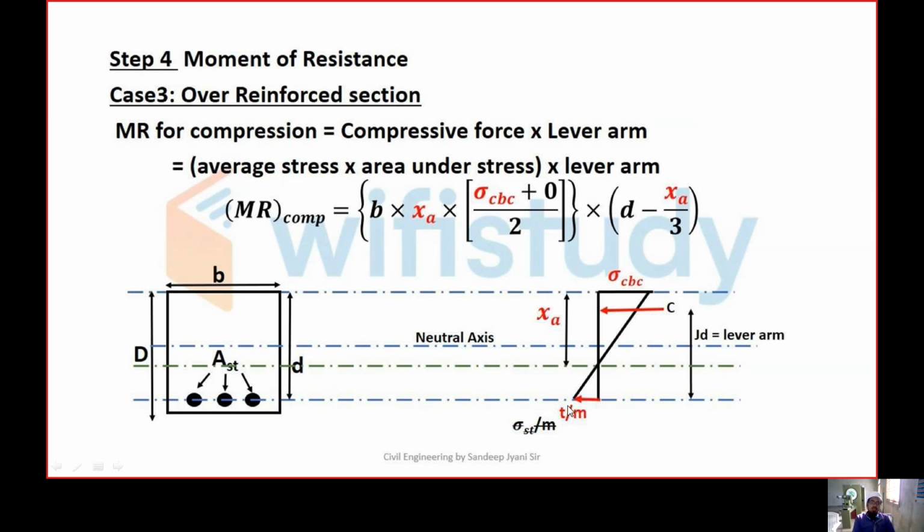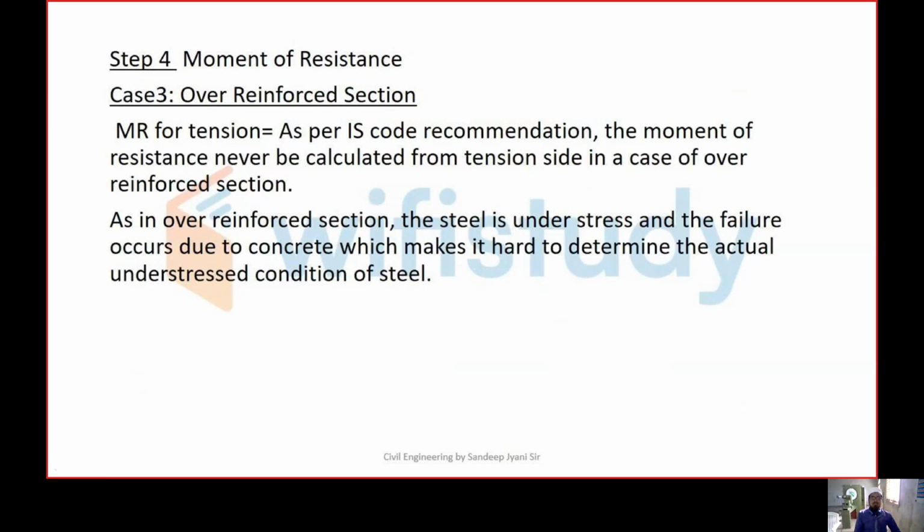Okay, now calculating the moment of area of compression, same b into xa into sigma cbc into (d minus xa by 3). Okay, moment of resistance for tension for an over reinforced section is, as per IS code recommendation, the moment of resistance should never be calculated from the tension side in the case of an over reinforced section.